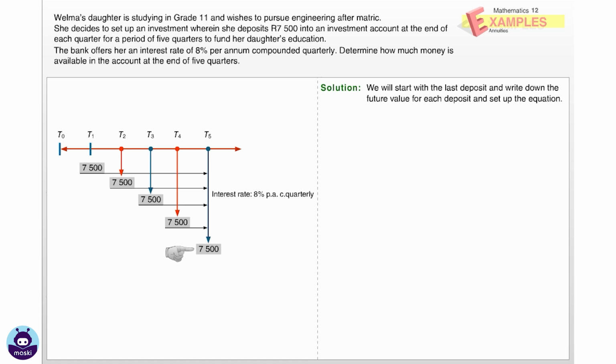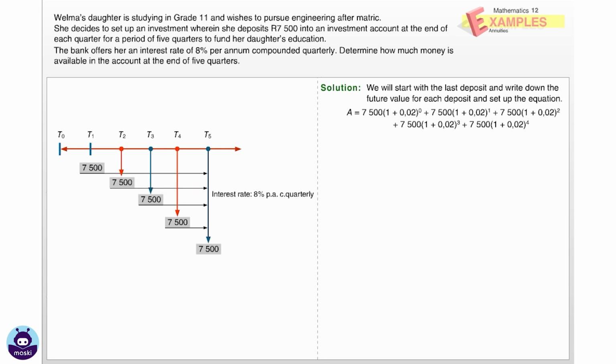We will start with the last deposit and write down the future value for each deposit and set up the equation. Recall the formula for compound interest. We can see that Velma makes 5 deposits. The 5th deposit made at T5 earns interest for a period of 0 quarters. The 4th deposit earns interest for 1 quarter. The 3rd deposit earns interest for 2 quarters. The 2nd deposit earns interest for 3 quarters, and the 1st deposit earns interest for 4 quarters.